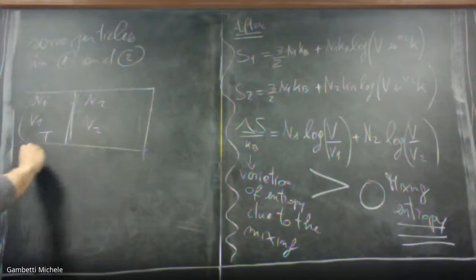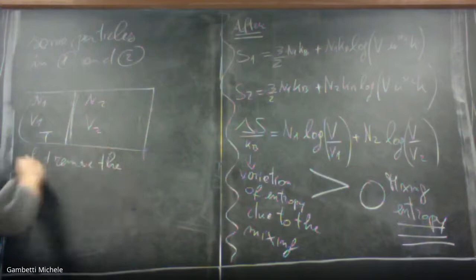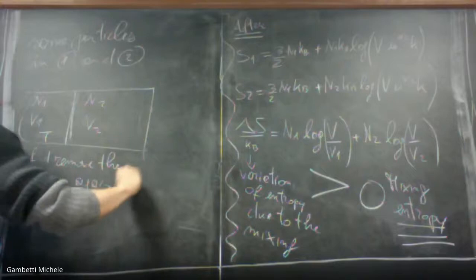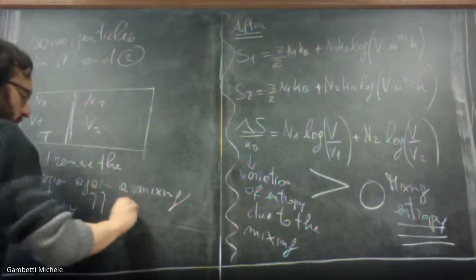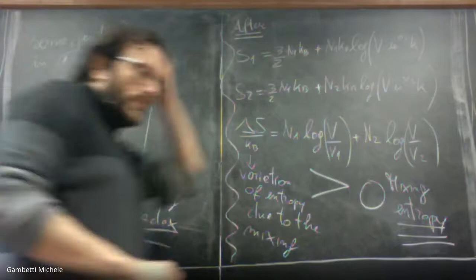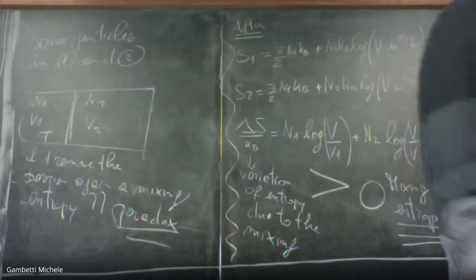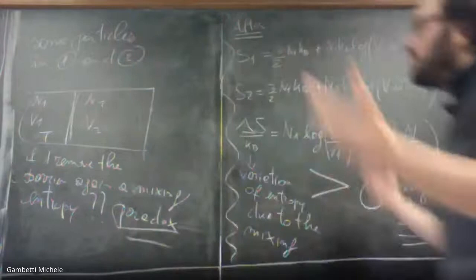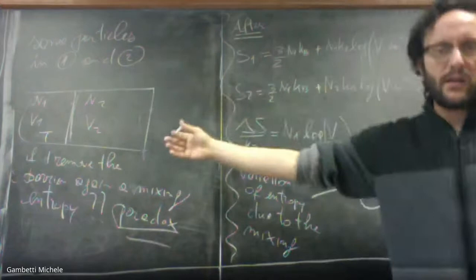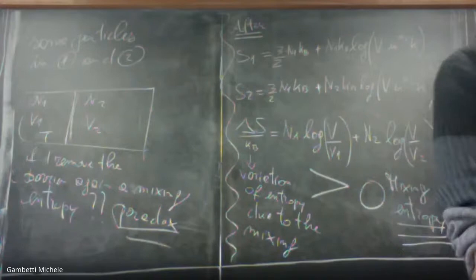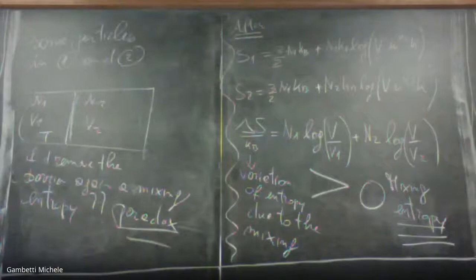So if I remove it, I should get again a mixing entropy. And of course, this is a paradox, no? This is a paradox because this formalism is telling me that my entropy could change even if I put a barrier arbitrarily in there. And then I get an increase of the entropy due to the mixing. Of course, this is not possible if the particles are of the same gas. No? So now the magic is that this paradox is removed when we use the correct Boltzmann counting.